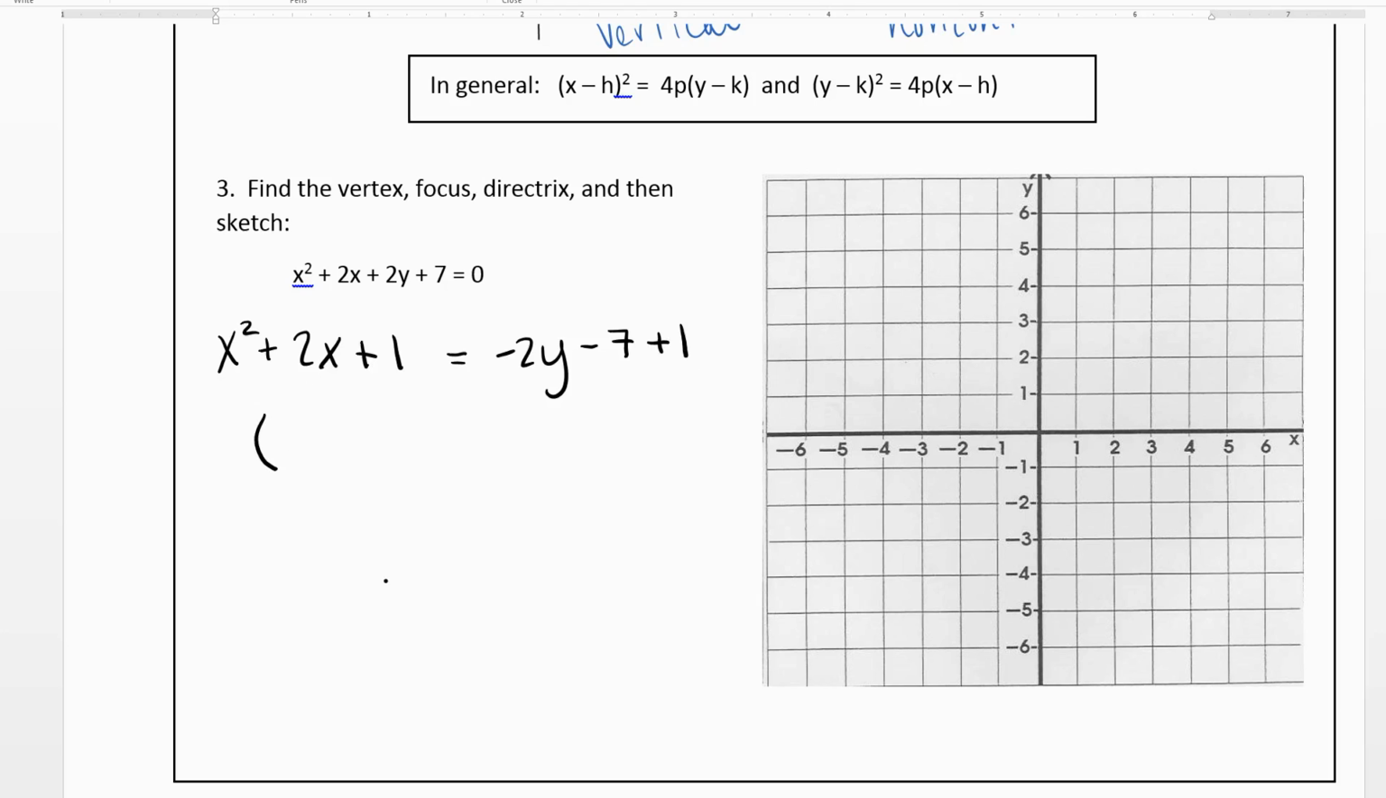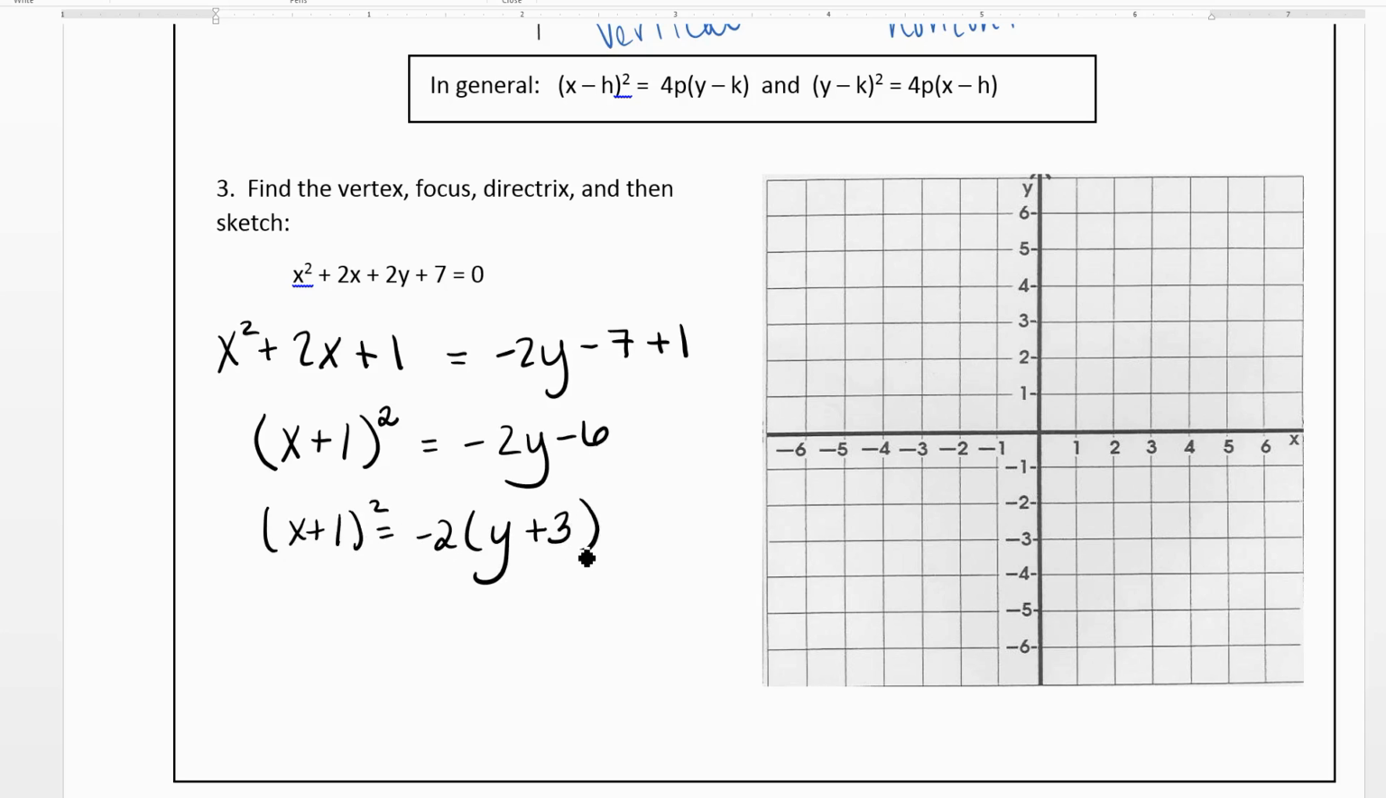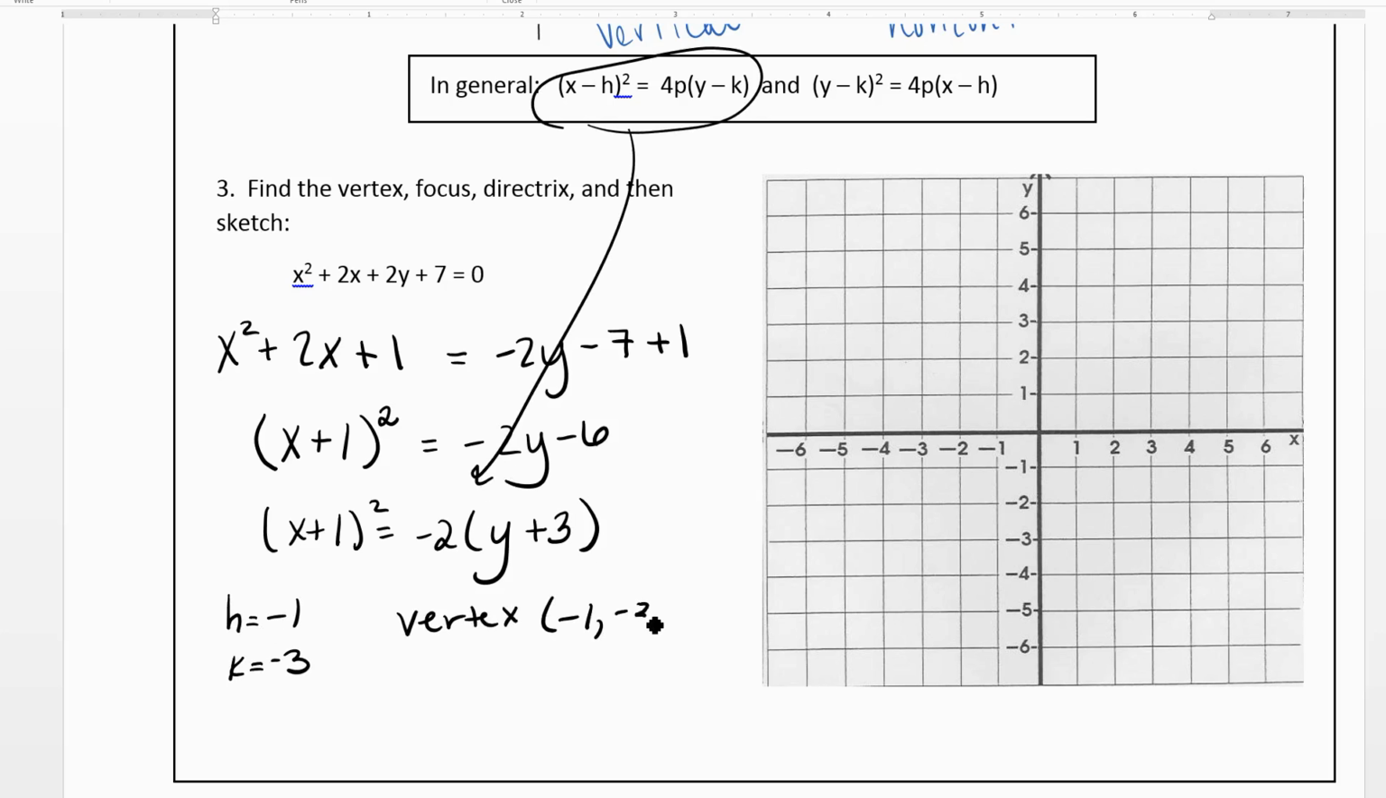So this now factors as (x + 1)^2 = -2y - 6. And what we're going to want to do on the right hand side is factor out our largest term. So it'd be a negative 2 here. So (x + 1)^2 = -2(y + 3). So now, first of all, we see that this one is going to be a vertical one, that our h is -1 and our k is -3. So that tells us that our vertex is at (-1, -3).